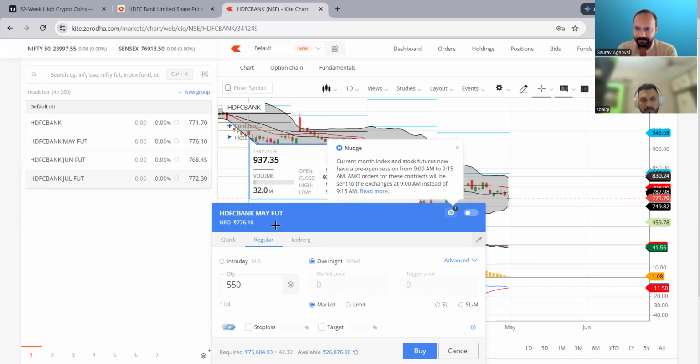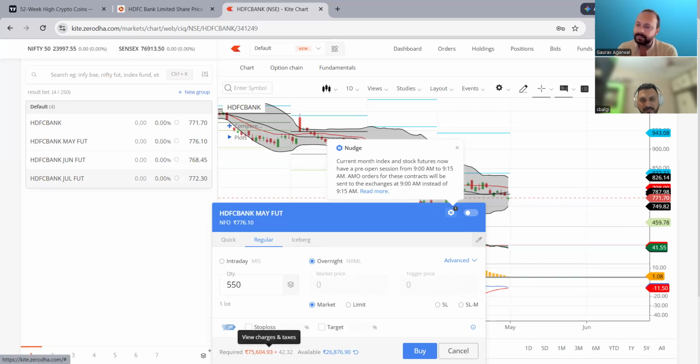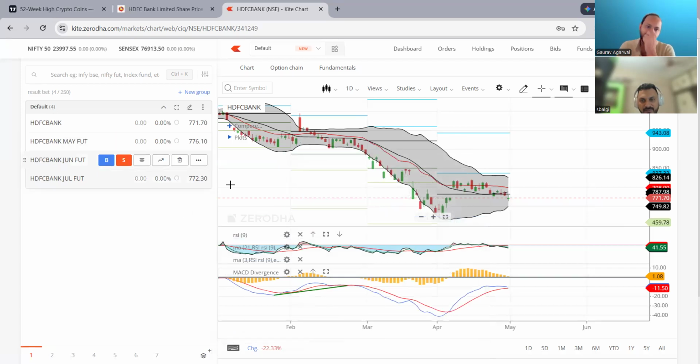The required capital is 75,604. Normally the capital will be like 550 into 776, but it depends on the broker. If sometimes they are giving you margin, then it may be less.